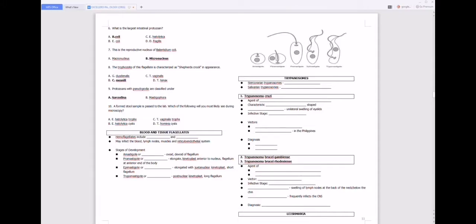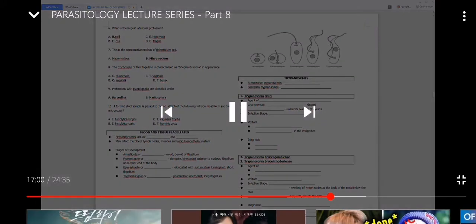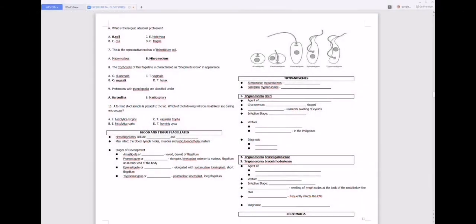So number 10, a formed stool sample is passed to the lab. Which of the following will you most likely see during microscopy? A. E. histolytica trophozoites. B. E. histolytica cysts. C. T. vaginalis trophozoites. Or letter D. T. hominis cysts. Answer is letter B. E. histolytica cysts. Kasi diba, formed stool sample.